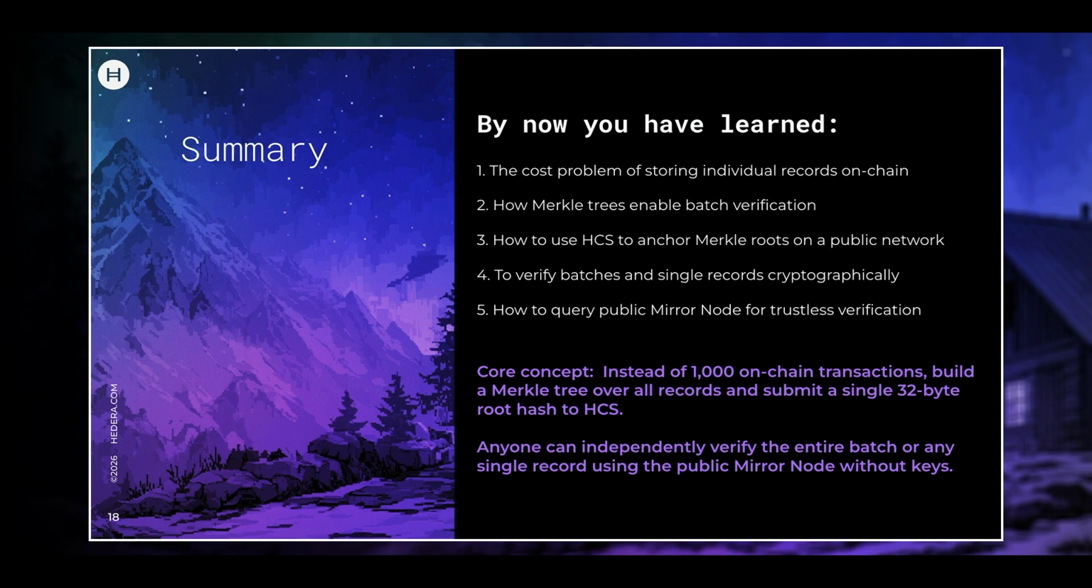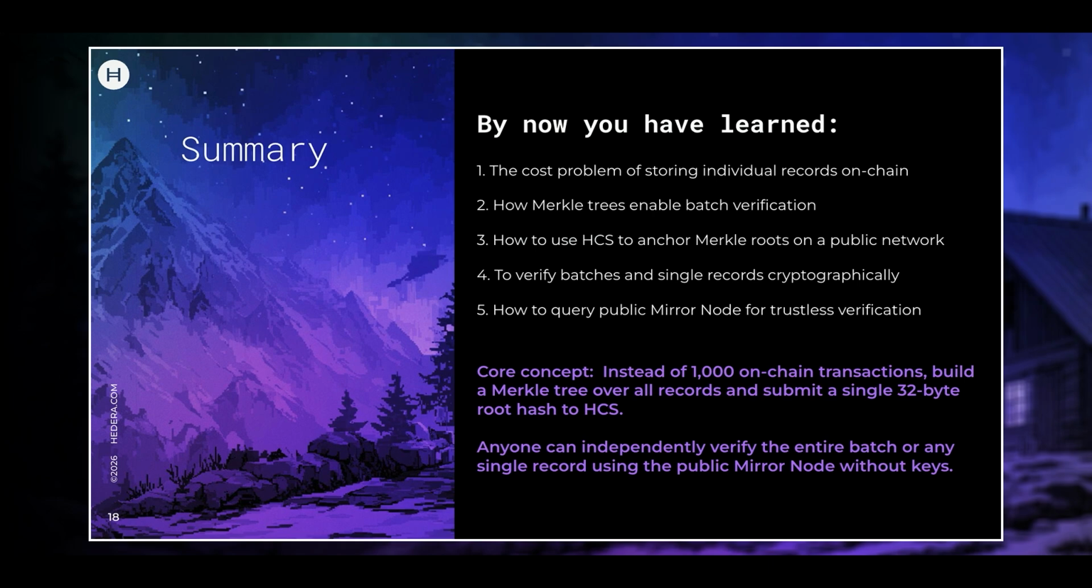So we've learned 5 things here. The first is the cost problem. When you're trying to store individual records on chain, it does not scale. So if we want to get 100,000 messages on HCS, without batching it would cost $80. With batching, less than 1/10 of a cent. To do this, we'll use Merkle trees to enable this batch verification. You can hash everything down to a single root, and the proof sizes grow logarithmically.